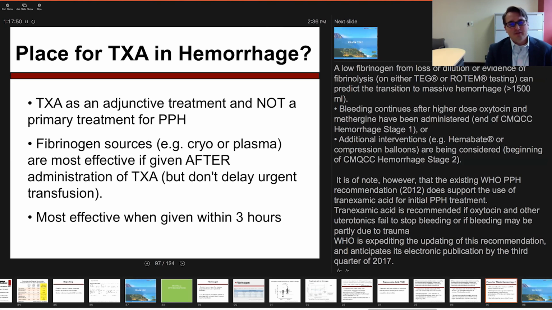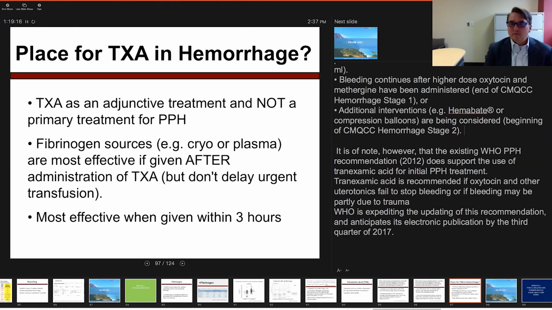It is felt, though, if you are going to use it, that it's probably best to administer it before you give the fibrinogen so that it can help keep those fibrinogen sources such as cryoprecipitate or fresh frozen plasma from breaking down. However, don't delay your standard treatment if you're waiting to get this medication. It's most effective from the data in this study if it's given within 3 hours of diagnosing the hemorrhage.